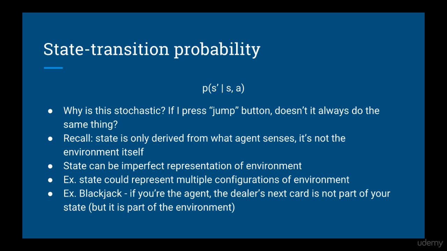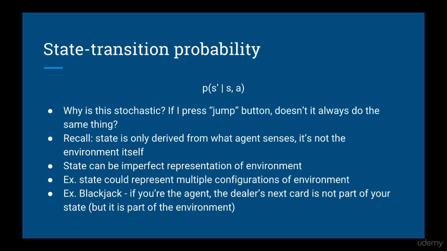Let's look at the state transition probability again, P of S prime given S and A. Recall that I said this is typically deterministic, but that's not always the case. Why might that be so? Remember that the state is only something derived from what the agent senses from the environment. It's not the environment itself. The state can be an imperfect representation of the environment, in which case you would expect the state transition to be probabilistic. For example, the state you measure can represent multiple configurations of the environment.